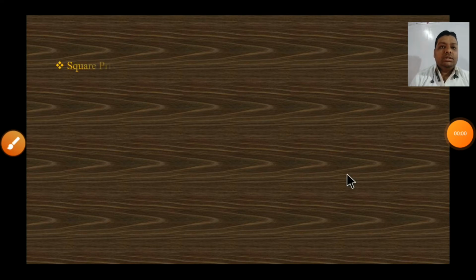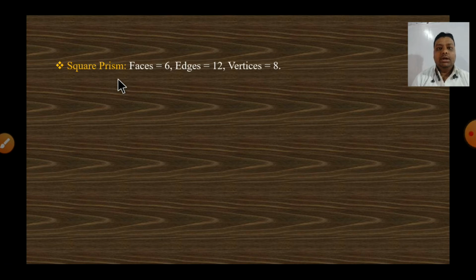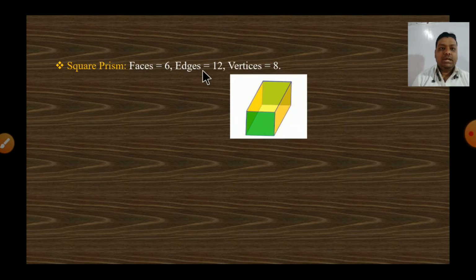Now students, we will discuss the square prism. Let's prove Euler's formula for the square prism. We know that in a square prism faces are 6, edges are 12 and vertices 8. You can see the figure also. It looks like a box. Now we put the values: 6 minus 12 plus 8. So 6 minus 12 is minus 6, and plus 8, again 2. It again satisfies Euler's formula.